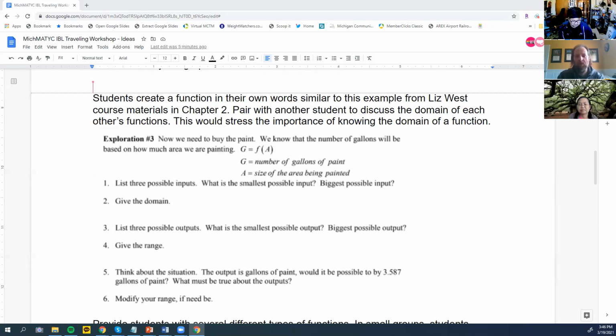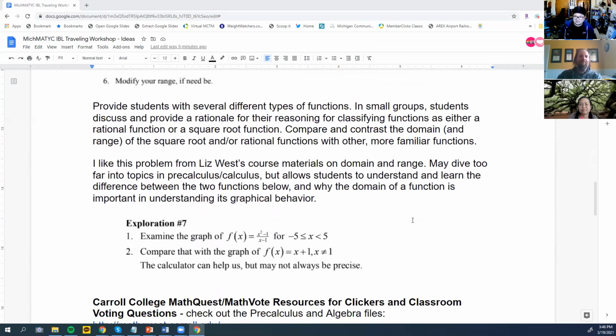Something that can be extended upon that is that students can create their own function in words, not with mathematical symbols, and they have to figure out what the domain would be for their function, or ask another student what the domain would be. Yeah, I like that idea. So you found a lot of good things in Liz West's book, Mike. Yeah, it mostly is from chapter 2, where she talks a lot about domain and range of a function.